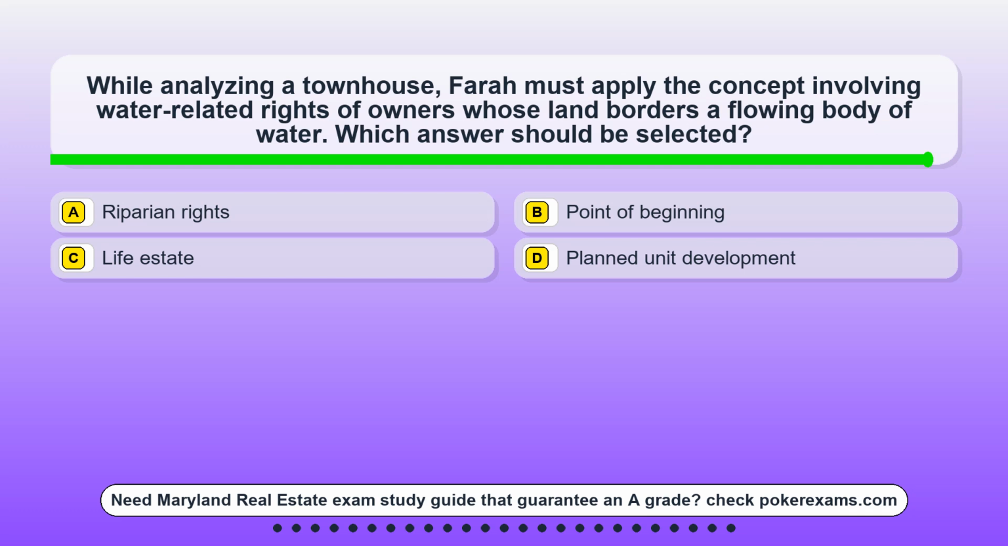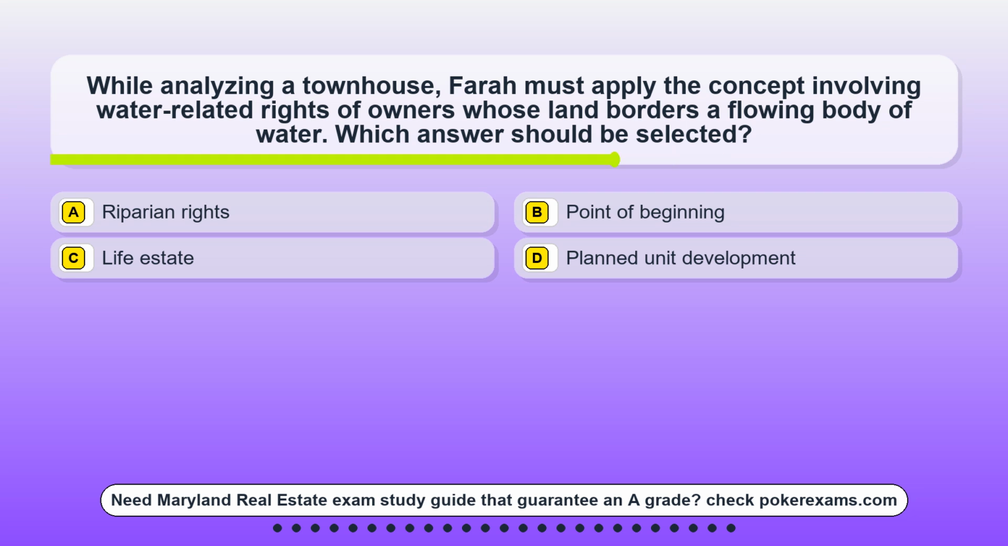Question 19. While analyzing a townhouse, FARA must apply the concept involving water-related rights of owners whose land borders a flowing body of water. Which answer should be selected? Option A, riparian rights. Option B, point of beginning. Option C, life estate. Option D, planned unit development.